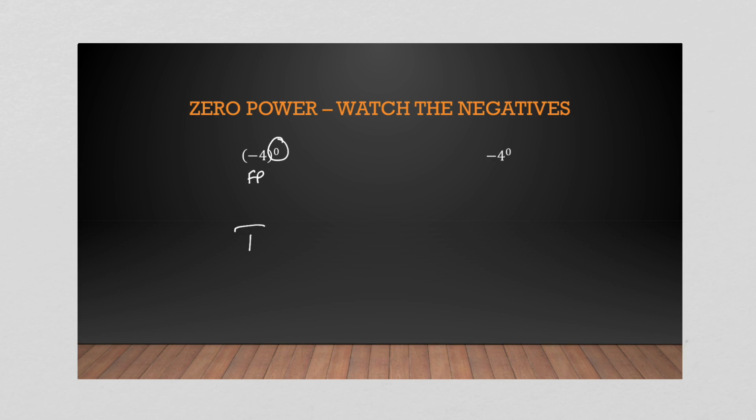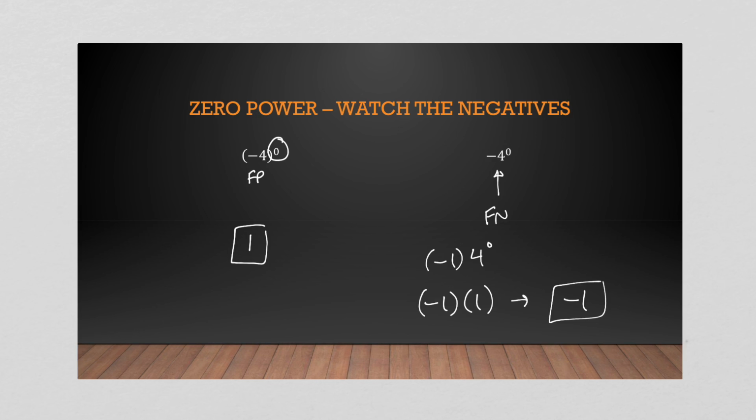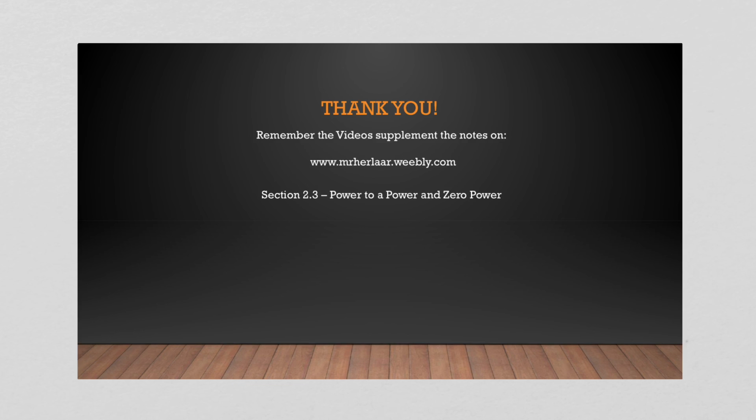This is a forever negative statement, which means we have negative 1 to the 4 to the 0, which means we have negative 1 to the 1, which means we have, not to the, but times negative 1. So watch your negatives. They're pesky. Power to a power, zero power. Don't forget the BEDMAS. Cannot do power to a power when you're adding or subtracting numbers.